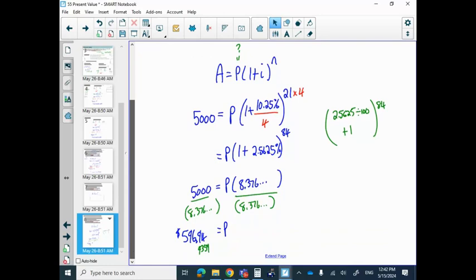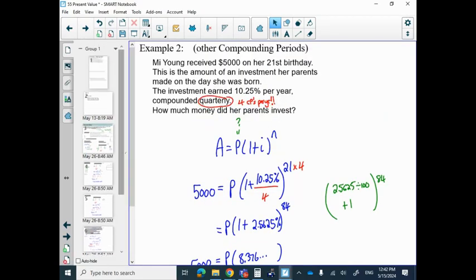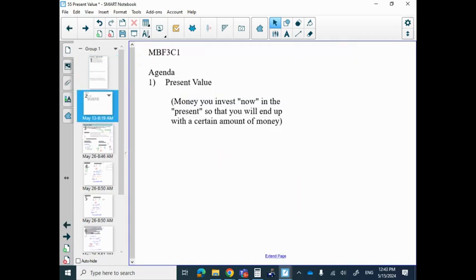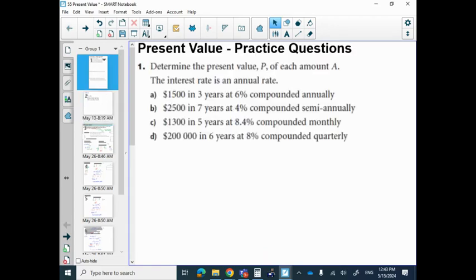I just double check and make sure I didn't make a mistake. But yeah, so that is just the idea of solving for the money you put away now. That's your P. So instead of being given it and seeing what it grows to, instead you're given what it grows to and asked to solve for it.